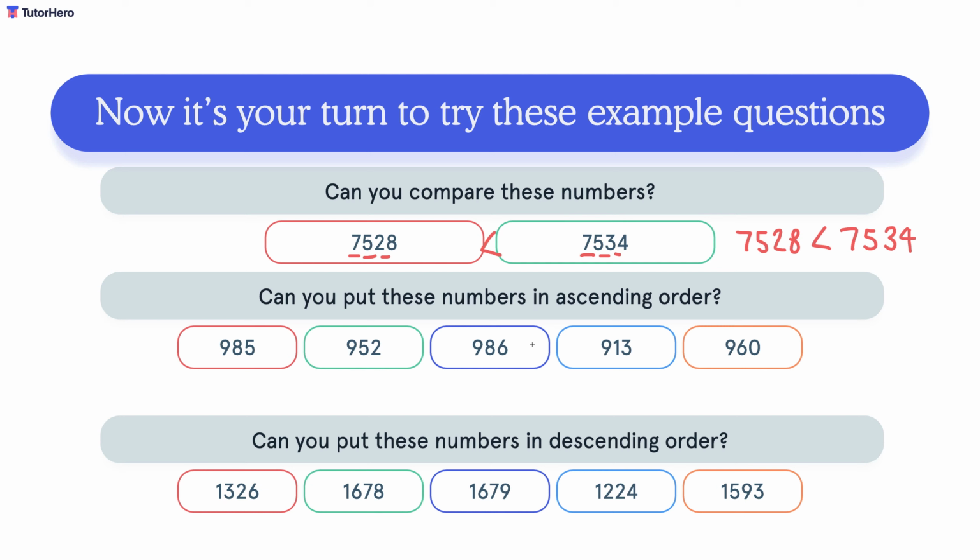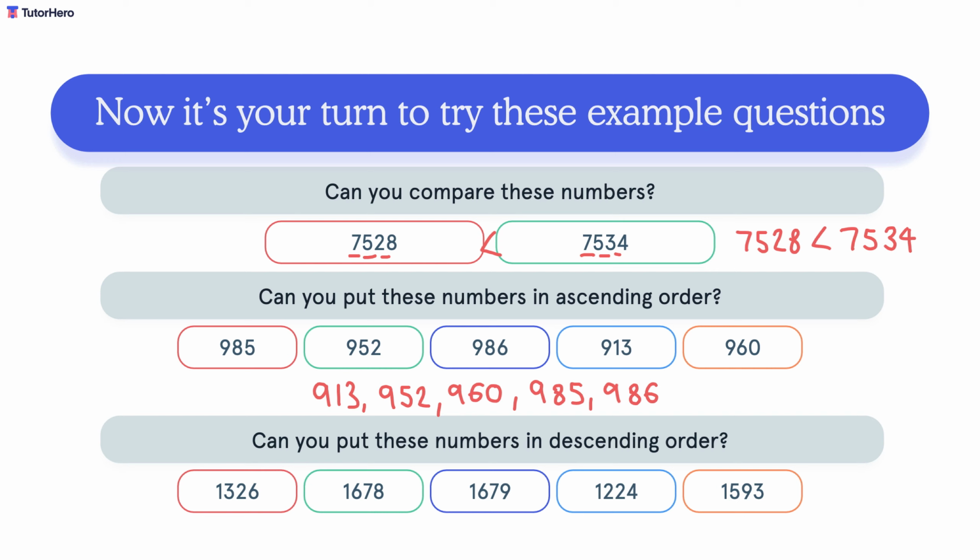Can you put these numbers in ascending order? Ascending order means from the smallest to the largest. Here are the numbers in ascending order: 913, 952, 960, 985, and 986.